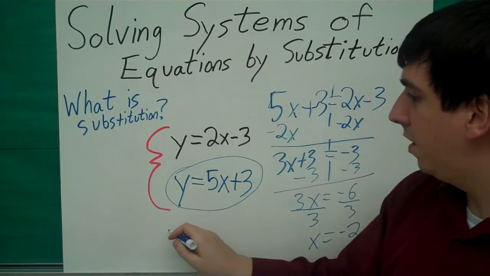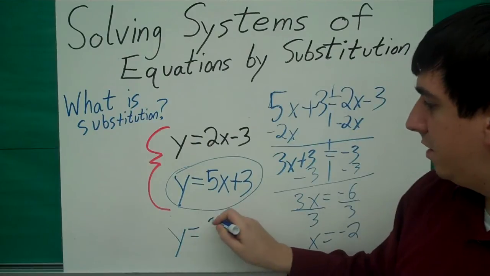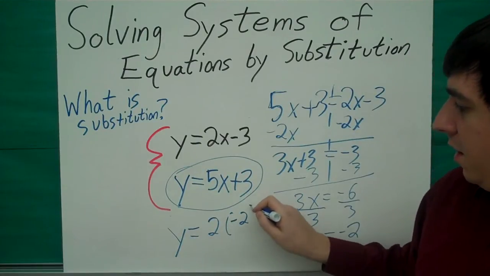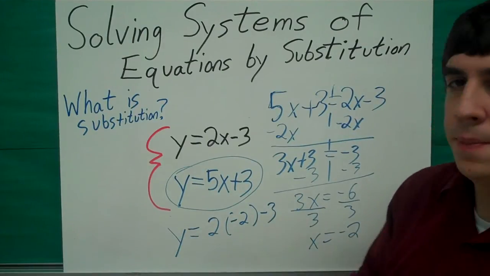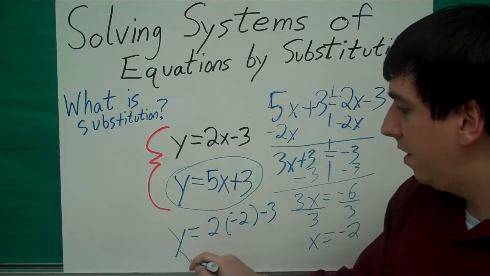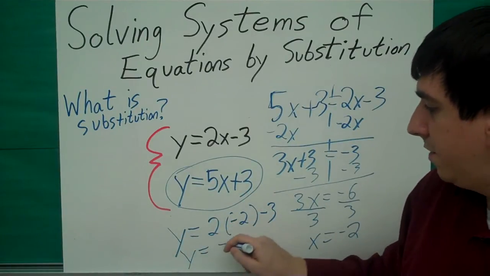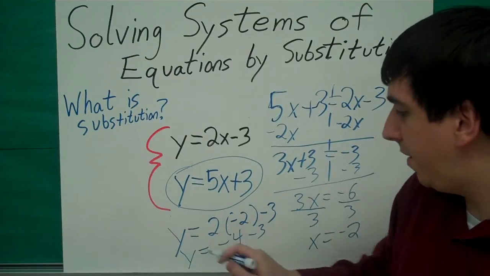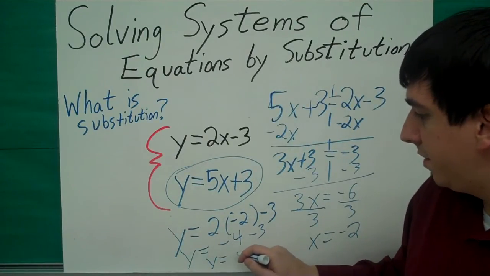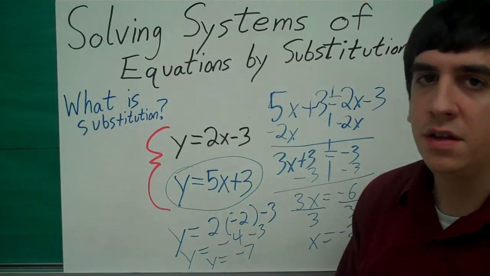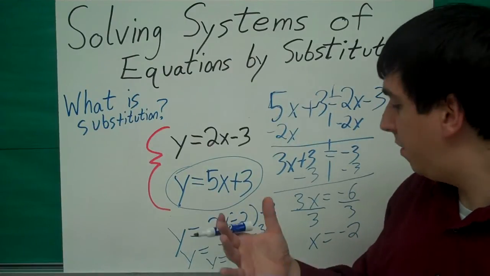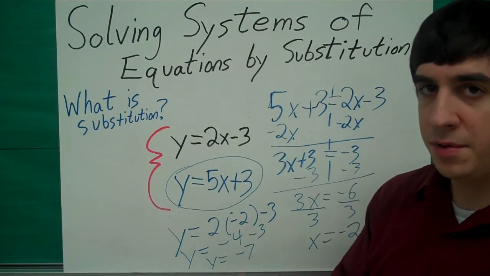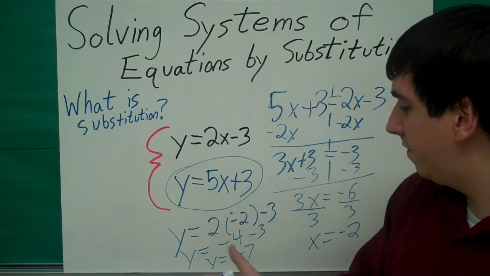I'll choose the first one. So y equals 2 times negative 2 minus 3. And then let's simplify. Y equals 2 times negative 2 is negative 4 minus 3. And then we'll simplify that again. Y equals negative 7. So you might say, well, my solution is negative 2, negative 7. I'm done. Well, let's check that first.